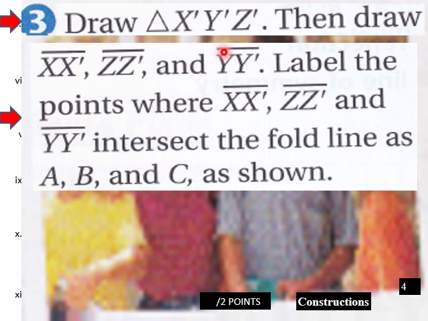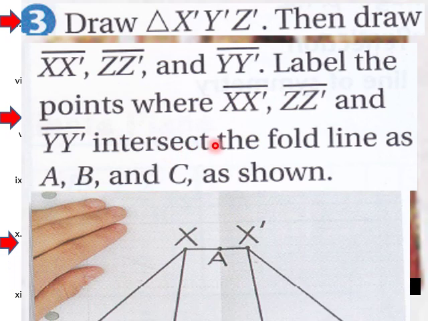So draw a triangle X prime, Y prime, Z prime. Then draw XX prime, ZZ prime, and YY prime line segments here, connecting X and X prime, Z and Z prime, Y and Y prime. Label the points where XX prime, ZZ prime, and YY prime intersect the fold line as A, B, and C as shown. So where these segments intersect the fold line.